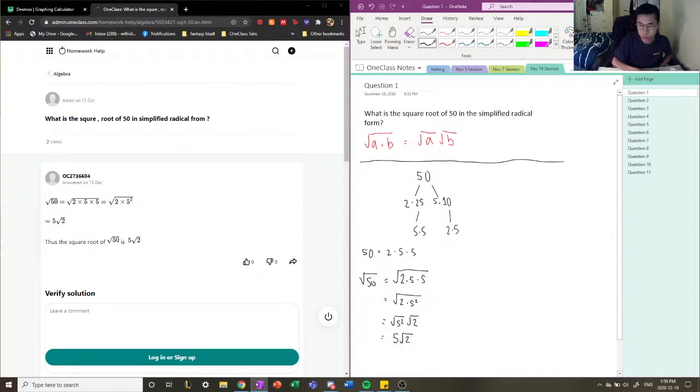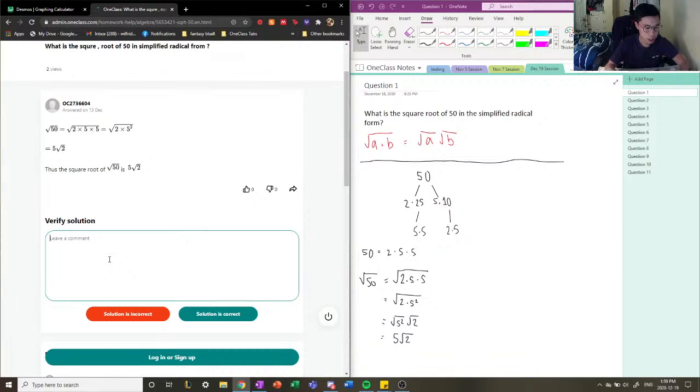It consists of a whole number times a square root of a number that is not a perfect square. So other than that, this answer is correct, and we can move on.